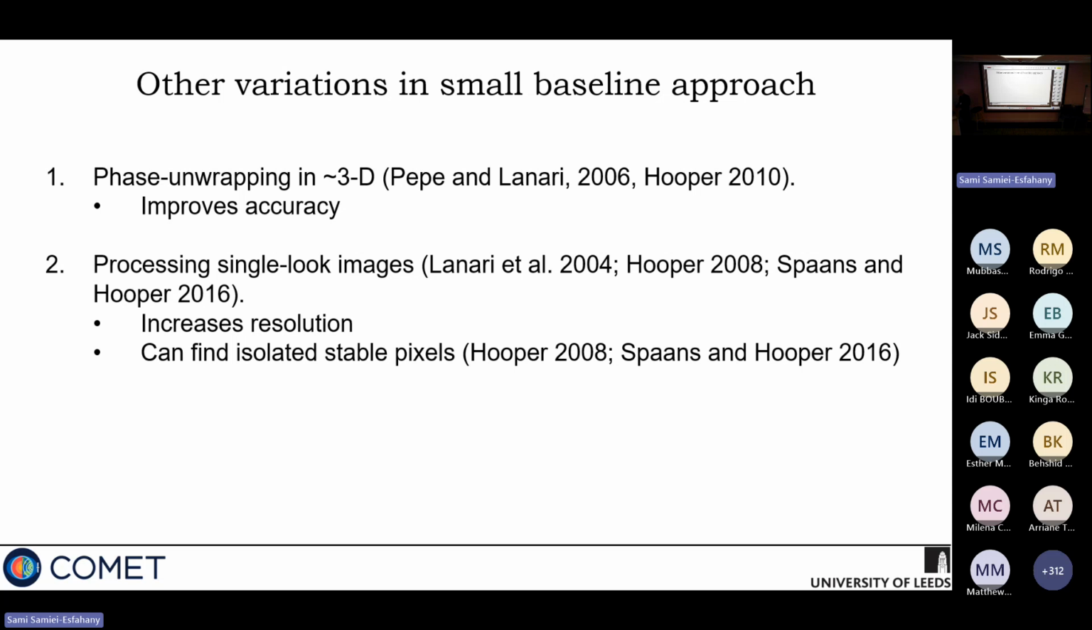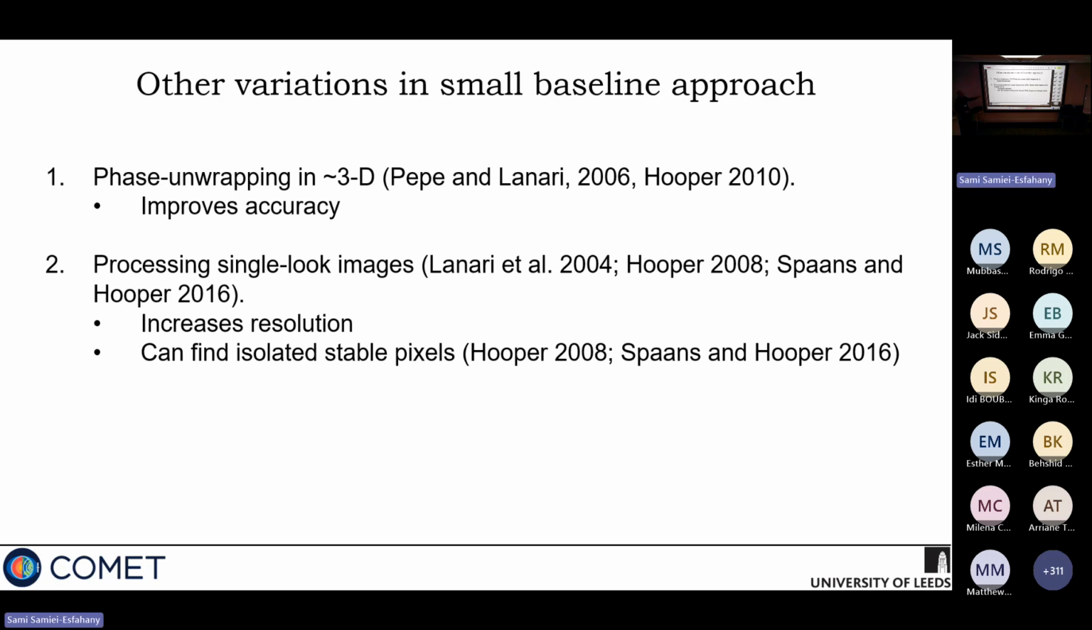Okay, variations in the small baseline approach. You can do phase unwrapping in 3D approaches, or at least using this third dimension of time, which can help you improve accuracy. You can actually do full resolution processing. That's not common, so the standard approach relies on multi-looking first. You can do this, there's a few different ways of doing that, using single look images as well.